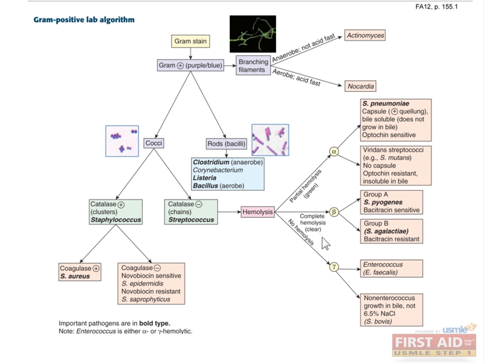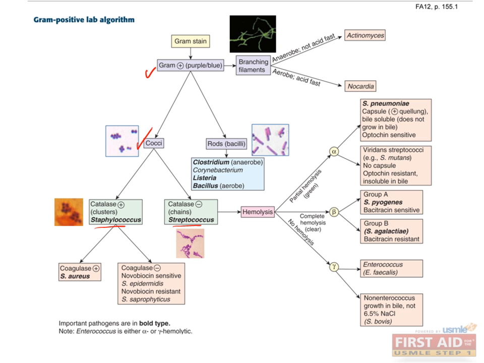Let's say that we see a purple-blue, cocci-shaped gram-positive organism. This means that there are only two possibilities for the organism we're dealing with: Staphylococcus or Streptococcus. It's easy to differentiate the two. Staphylococcus will present in clusters and will be catalase positive. Streptococcus will present in chains and will be catalase negative.